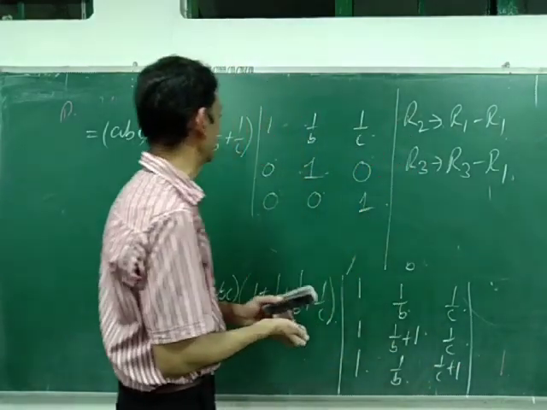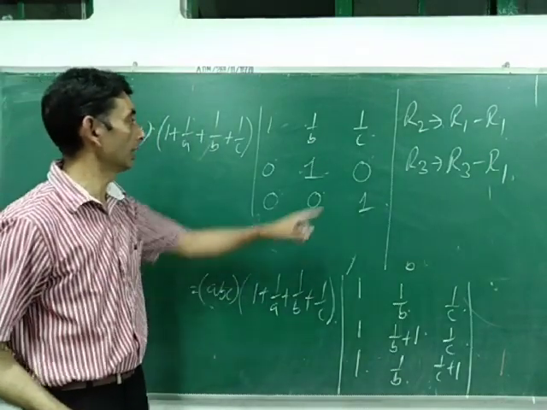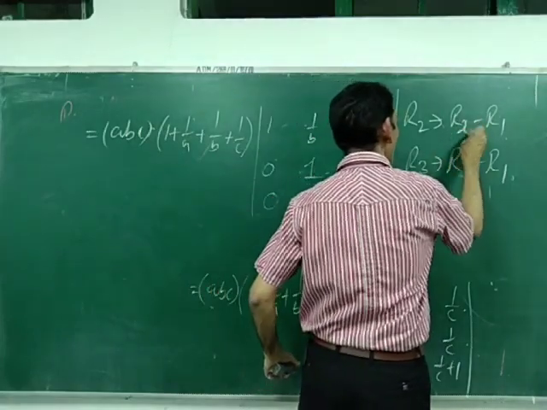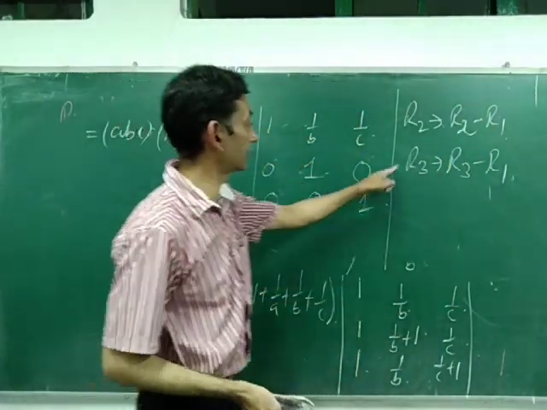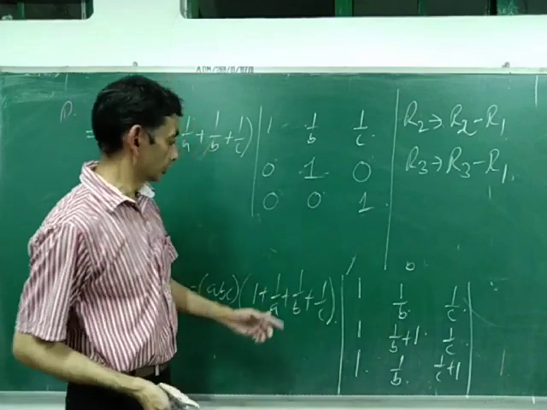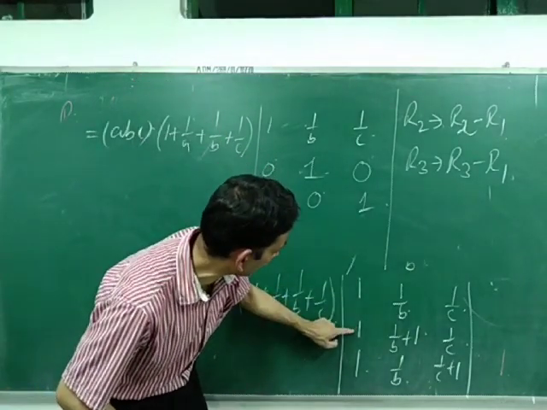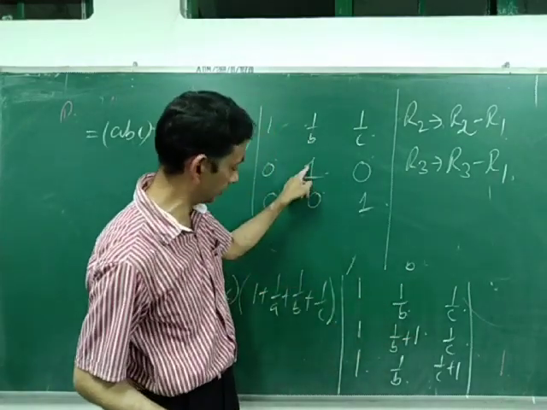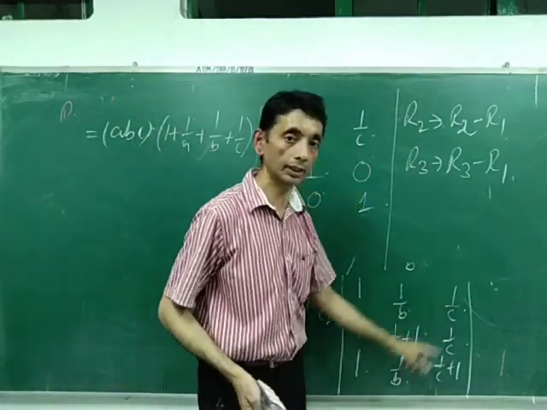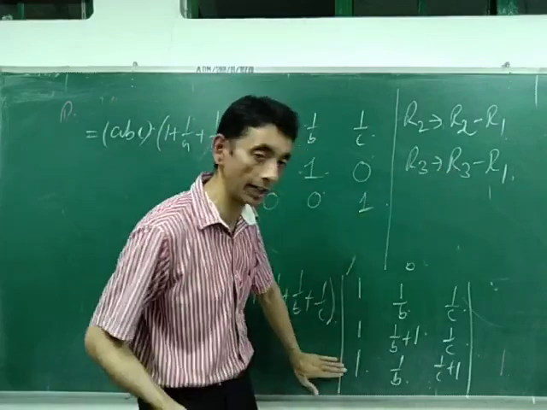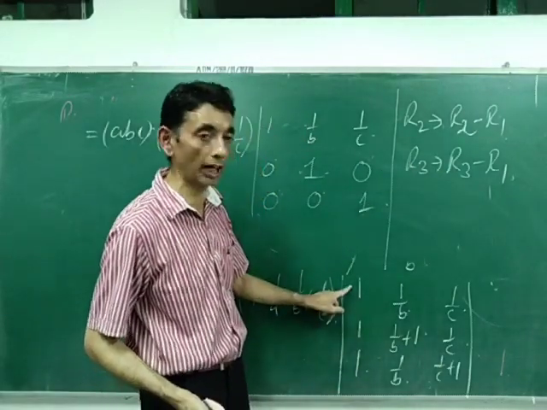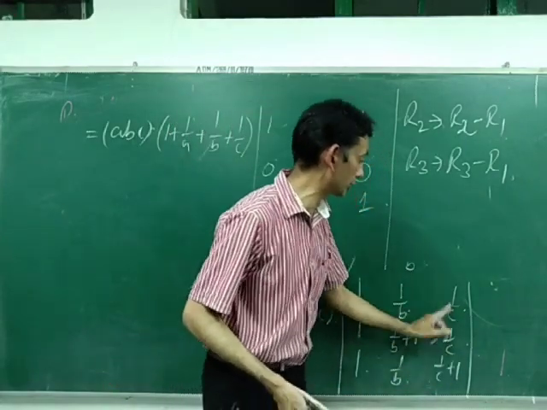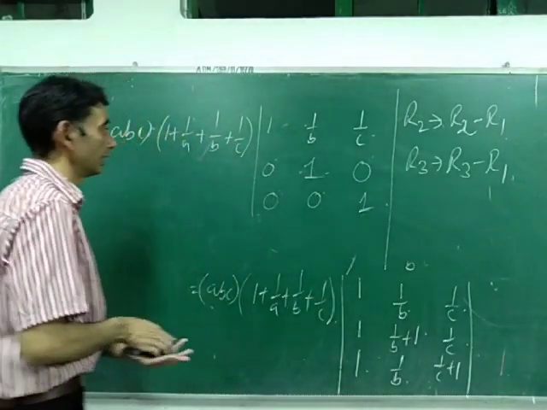I repeat the steps once. What you have done, R2, you have changed this. So it will be R2 minus R1, and R3 minus R1. So R2 minus R1: 1 minus 1 is 0. 1 by B plus 1 minus 1 by B, it should be 1, right? Then 1 by C minus 1 by C is 0. Next for R3, R3 also we are going to change with the help of R1. 1 minus 1, 0. 1 by B minus 1 by B, 0. 1 by C plus 1 minus 1 by C is 1. It's done.